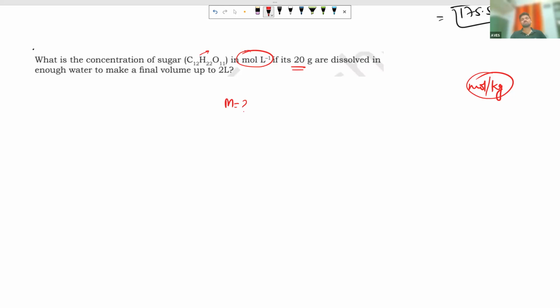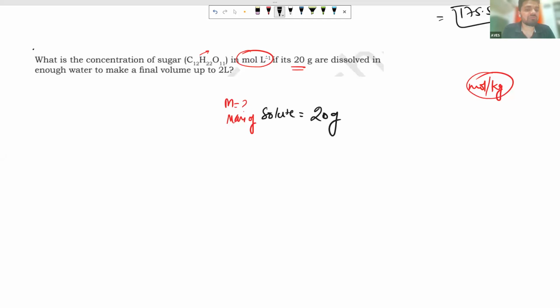Tell me, what is this 20 gram given? It is the mass of the solute. Very good, it is the mass of the solute, and that is 20 grams. Okay, 20 grams.